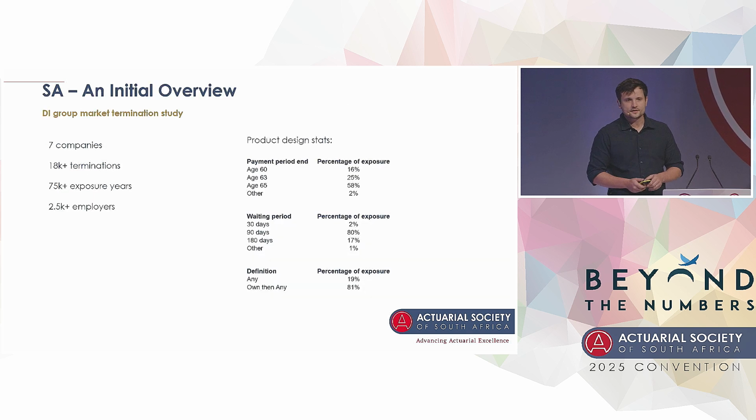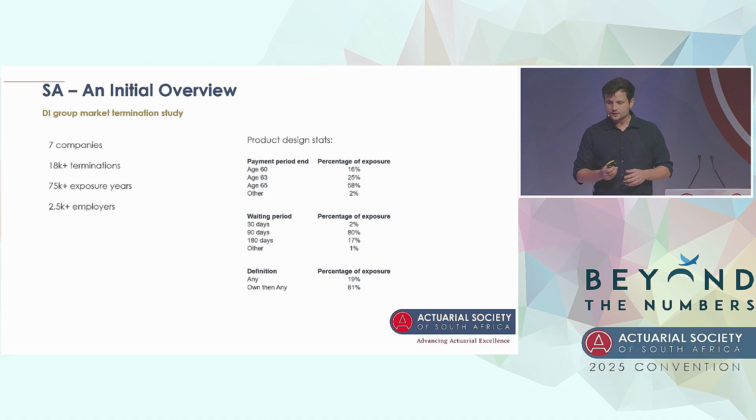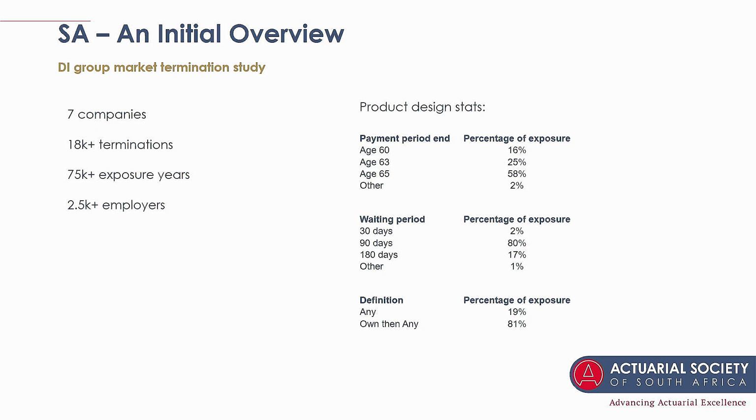Okay, so now over to some details on the study. We're very fortunate to have 7 big companies in South Africa contributing data to us. Most of these companies will be in some of the results that you show today. We've got 18,000 plus terminations, 75,000 plus exposure years, and a global estimate of 2.5 thousand employers in the formal market, which is probably quite a substantial part of South Africa's formal employment. That number is maybe a bit low. It's a bit hard to figure out with declassified data if that is the actual number.